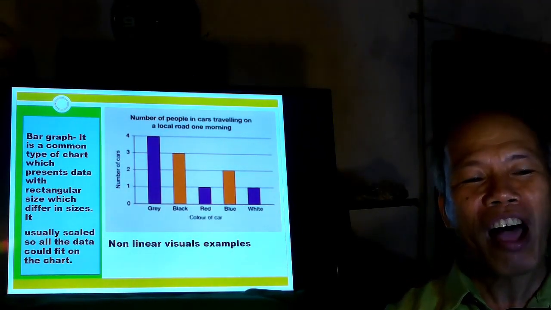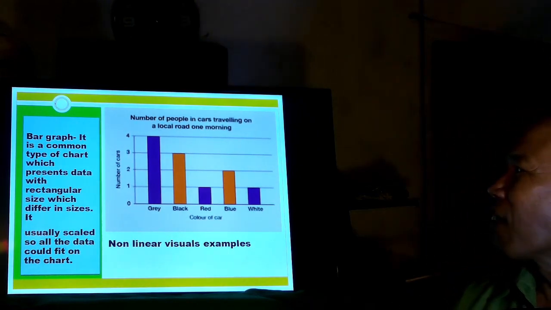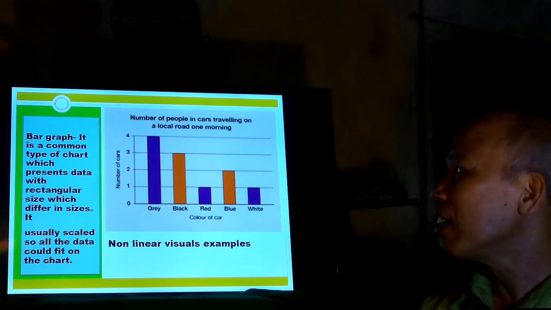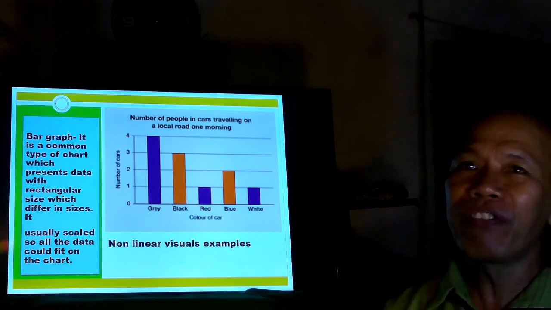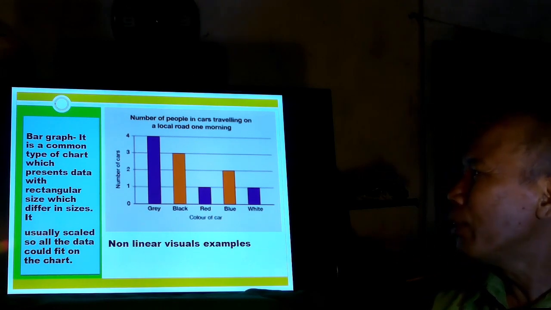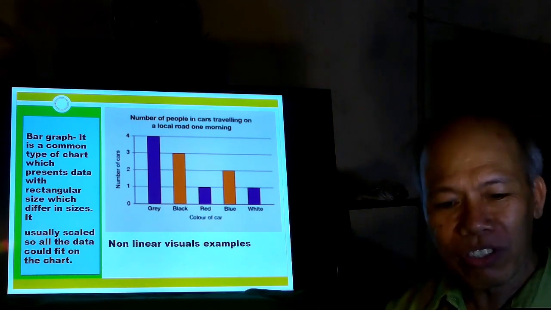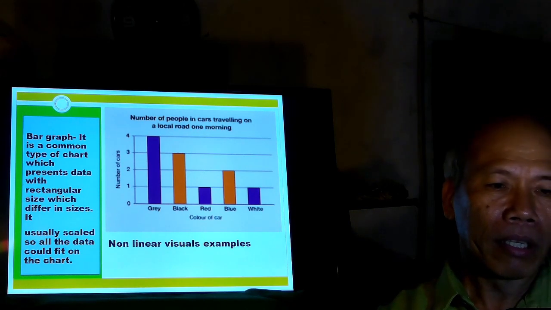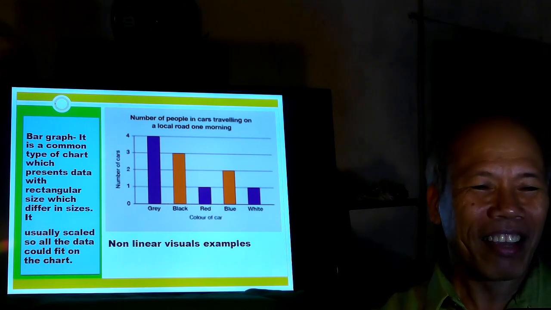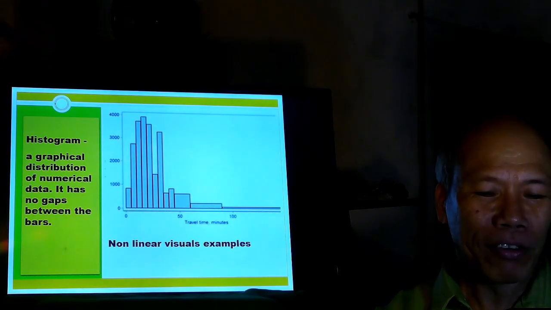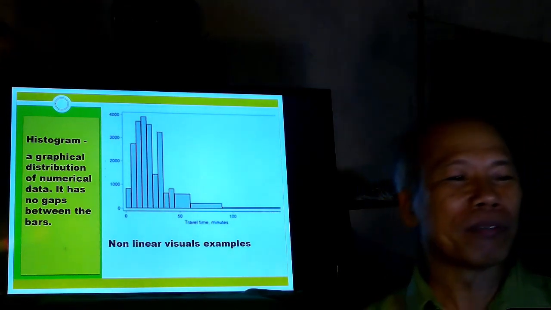And we also have the bar graph. It is a common type of chart which presents data with rectangular bars which differ in sizes. It is usually scaled so all the data could fit in the chart. And it has the gauge or the area as its capacity of how it is measured.